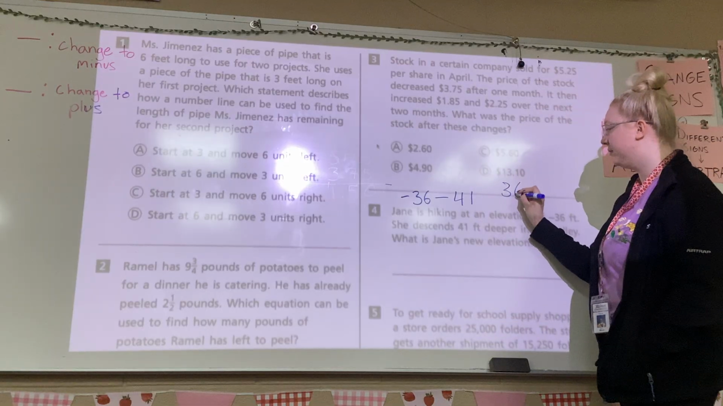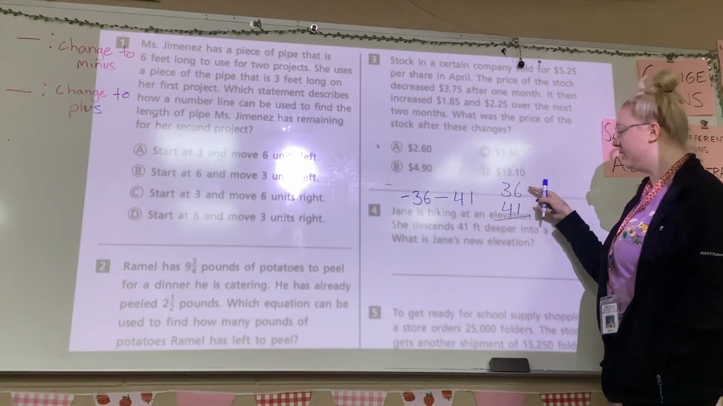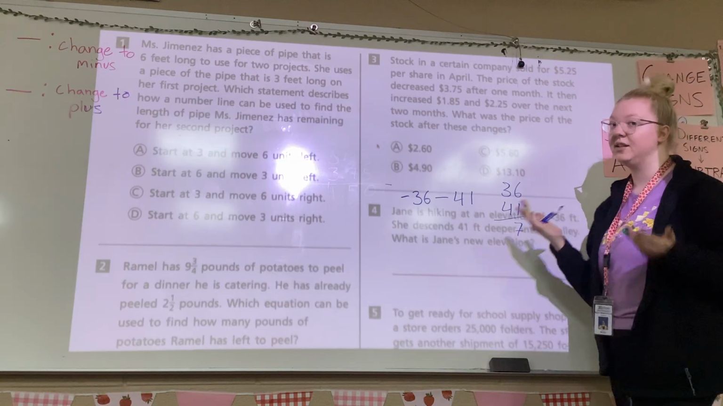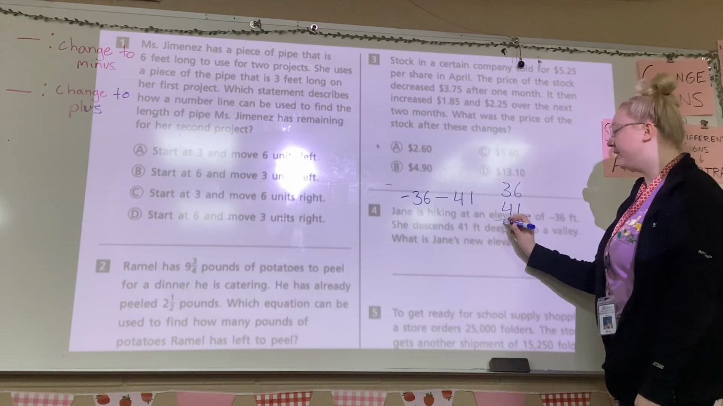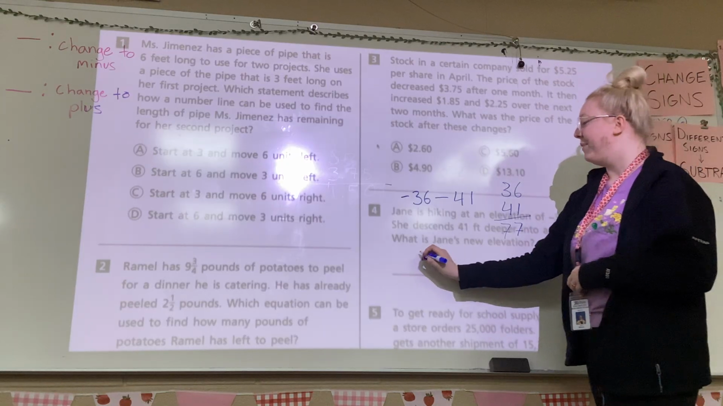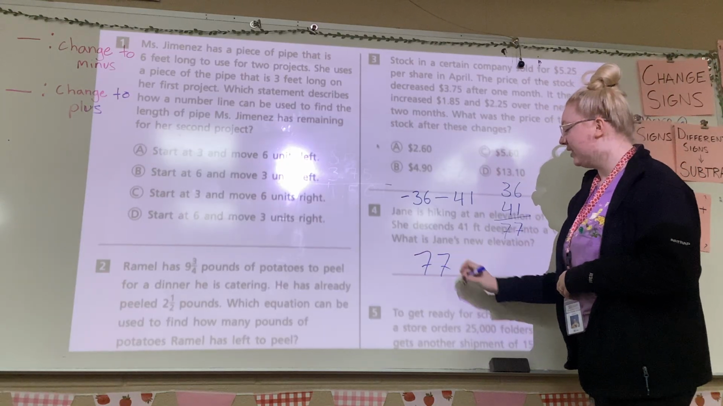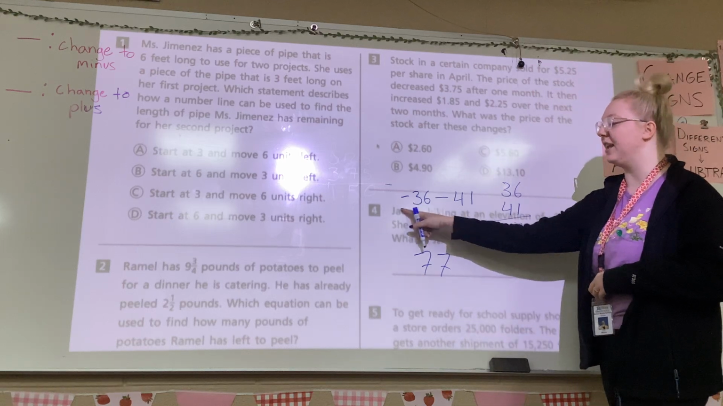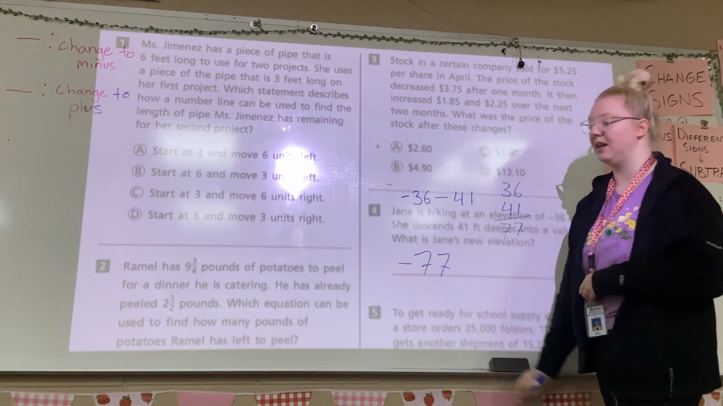36 plus 41. 6 plus 1 is 7. 3 plus 4 is 7. 77. Okay? But is my answer 77 feet? Not yet, because these are both negatives. Negative.